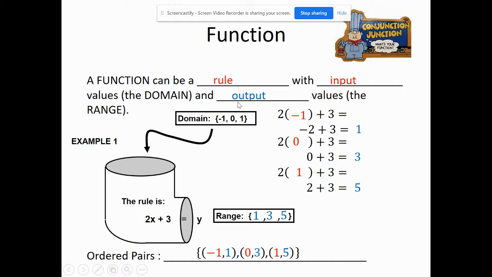Notice my domain was my input. My range was my output. That made the set of ordered pairs, and all I did was plug it in, plug it in.